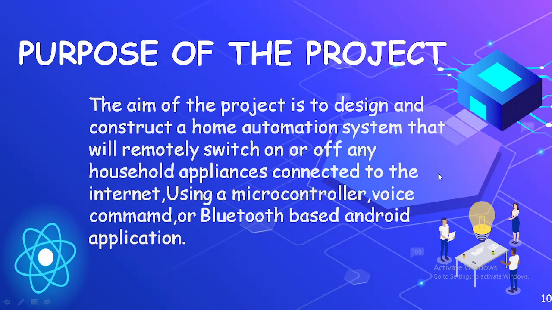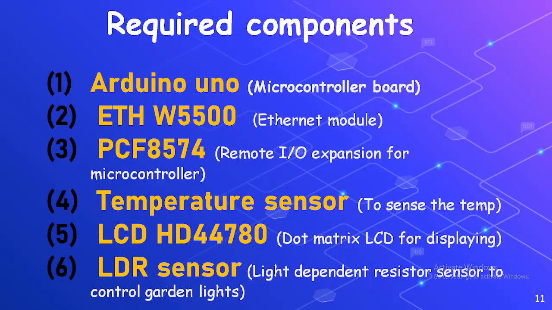Okay. Then purpose of a project. The aim of a project is to design and construct a home automation system that will remotely switch on or off any household appliances connected to the internet using a microcontroller or voice-based command or Bluetooth-based Android application.